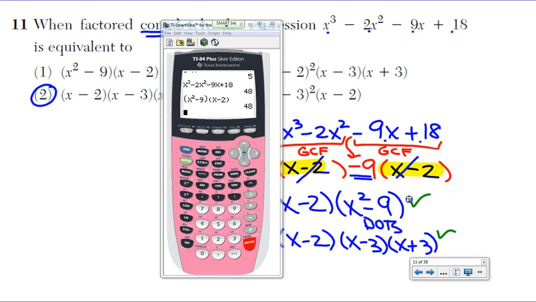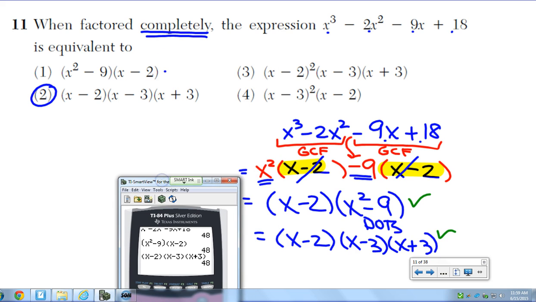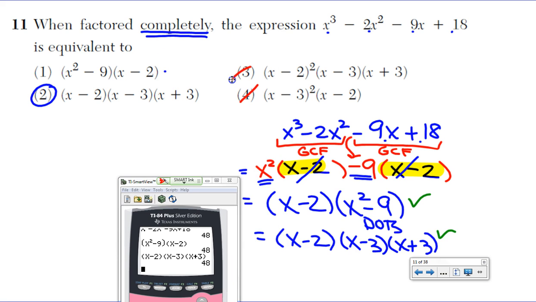So the calculator can't distinguish between completely. So if you're going to do this, make sure you do in fact do all the choices. And then when you finally find all the ones that work, because choice 2 does as well, choice 3 and 4 will not work, then you now limit yourself to 1 and 2, and then hopefully you recognize that choice 2 is more simplified because it has more factors, or it's factored completely because it has more factors in it.